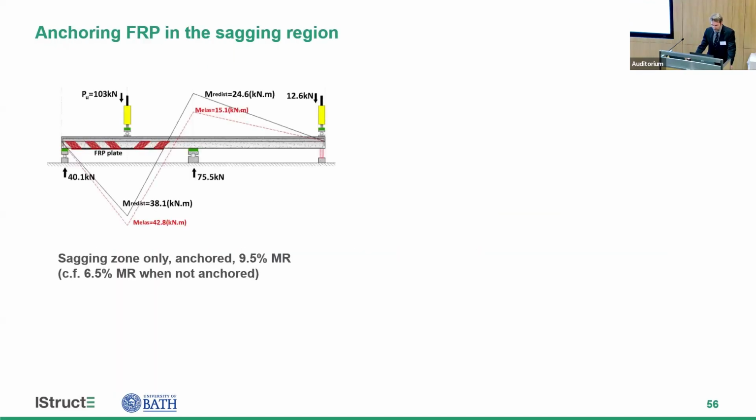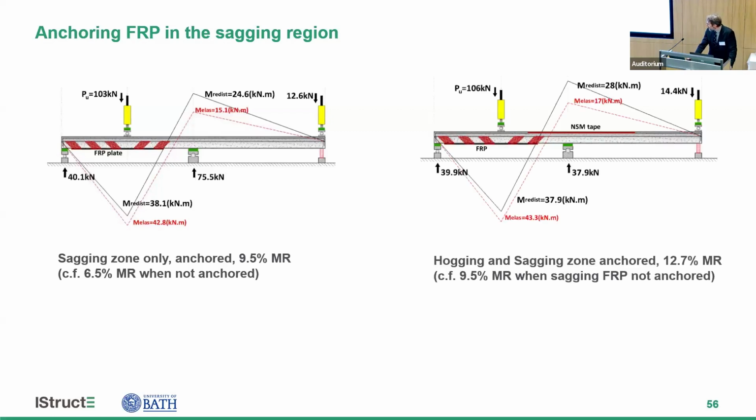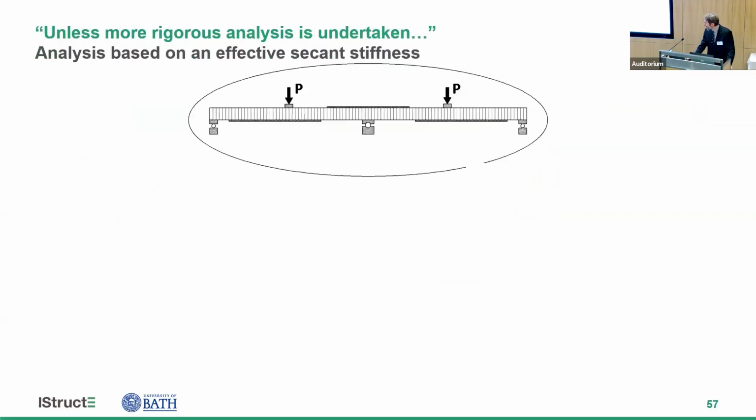And when we apply that U-wrap anchorage in that sagging zone, we can get extra tension into that and strain into that FRP, and therefore also into the steel. So we can get a bit more redistribution of moment. Same thing if we strengthen both the hogging and sagging zones. But really, just strengthening the region that you want to redistribute into is the best approach.